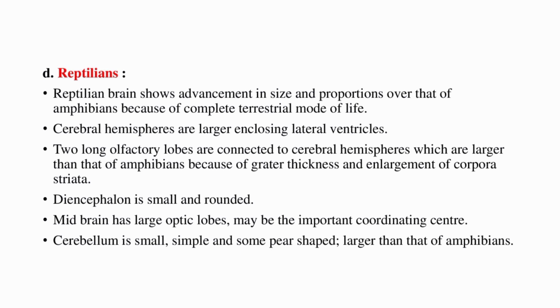Diencephalon is small and rounded. Midbrain has large optic lobes, may be the important coordinating center. Cerebellum is small, simple, and somewhat pear-shaped, larger than that of amphibians.